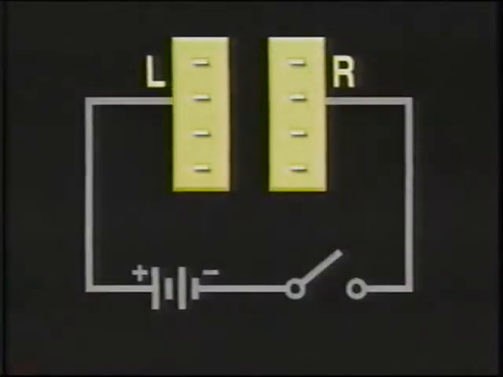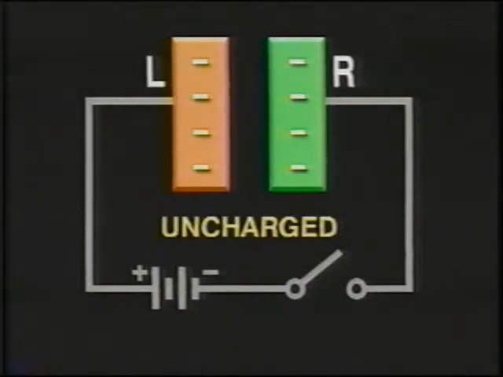First, in a simple DC circuit. The 2 rectangles labeled L and R at the top of the circuit represent a cross-sectional view of a capacitor's plates. In this case, they are separated by a dielectric made of air. At this point, each plate contains an equal amount of free electrons. The capacitor is in a neutral or uncharged state.